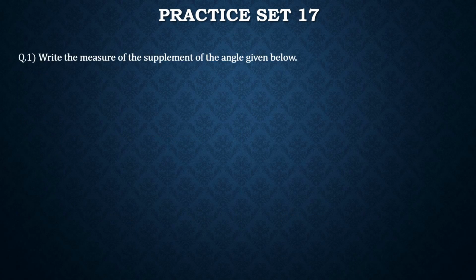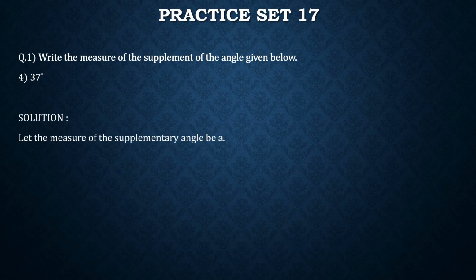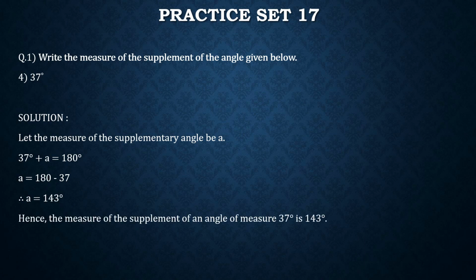Write the measure of supplement of an angle given below, 37 degrees. So we have to write the measure of supplementary angle of 37 degrees. Solution. Let the measure of the supplementary angle be A. 37 plus A is equal to 180 degrees. So A is equal to 180 minus 37. Hence the value of A is equal to 143 degrees. Hence the measure of supplement of an angle of measure 37 degrees is 143 degrees.